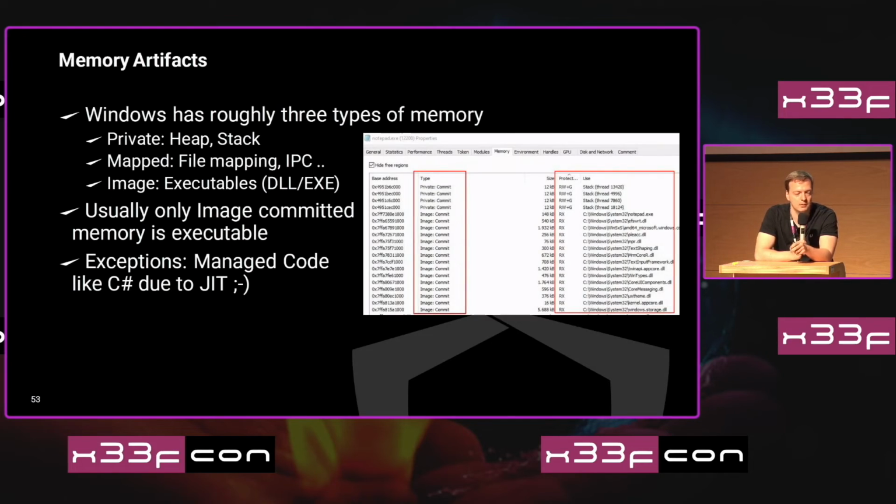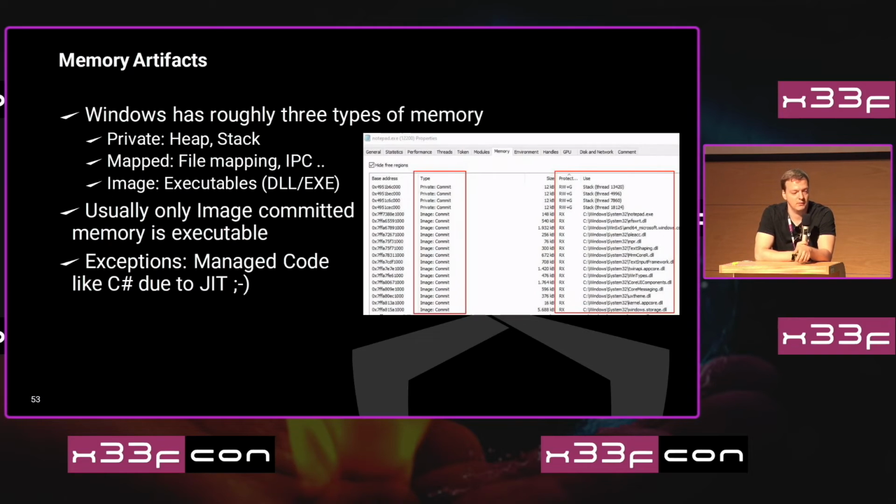To understand this, some basics. Windows roughly has 3 types of memory. There's private committed memory, which is reserved for heap and stack. There's mapped memory, which is used for file mapping and IPC. And there's also image committed memory, which is basically used by PE files and executables. And the thing is that usually only image committed memory should be marked as executable.